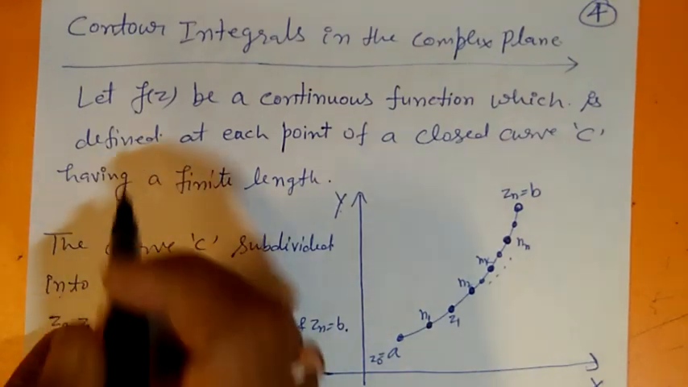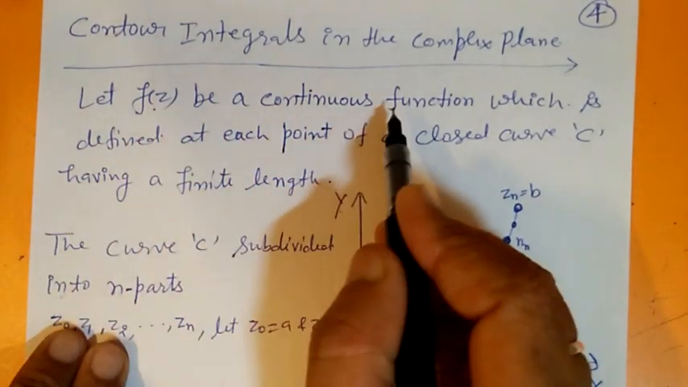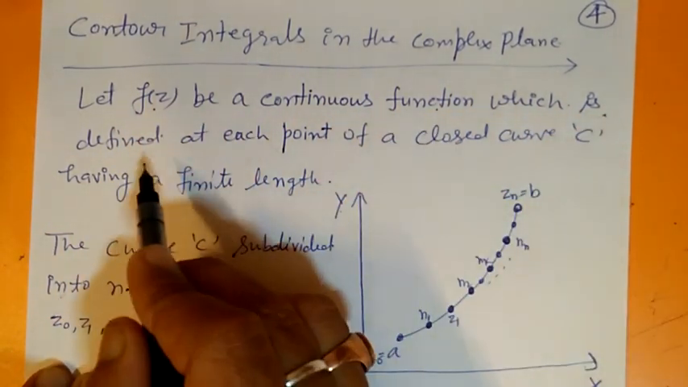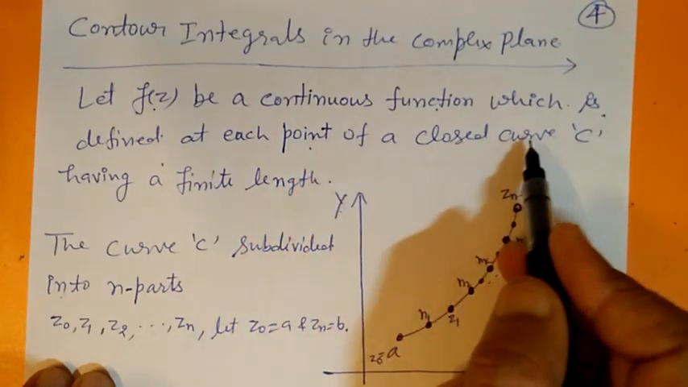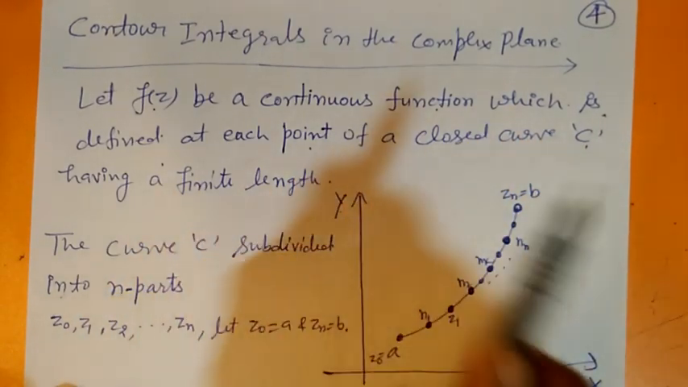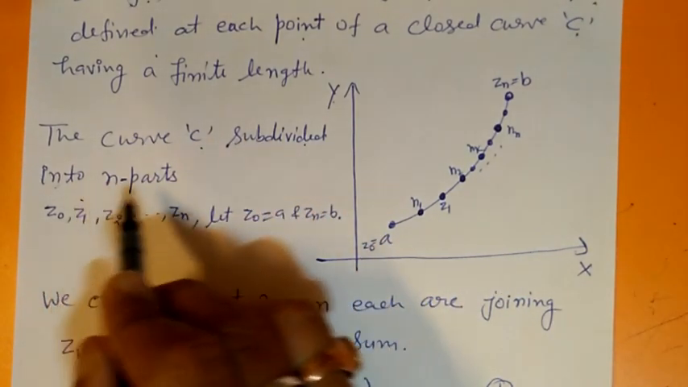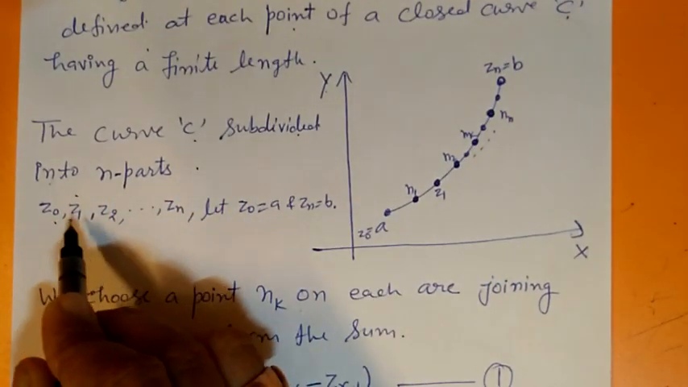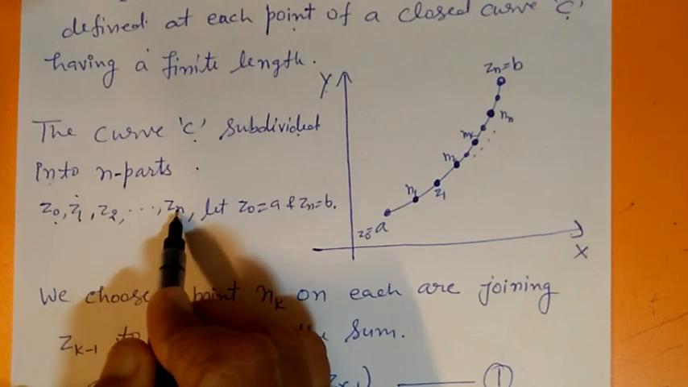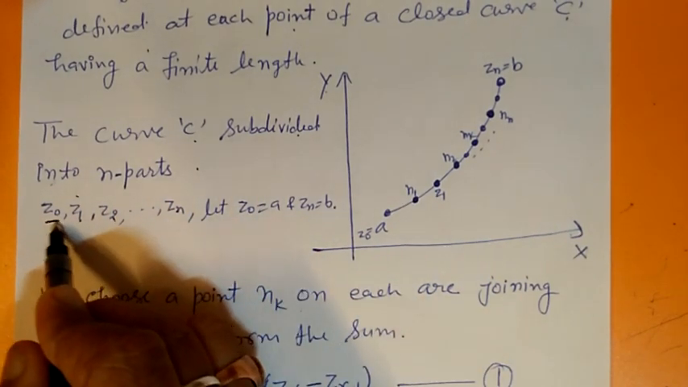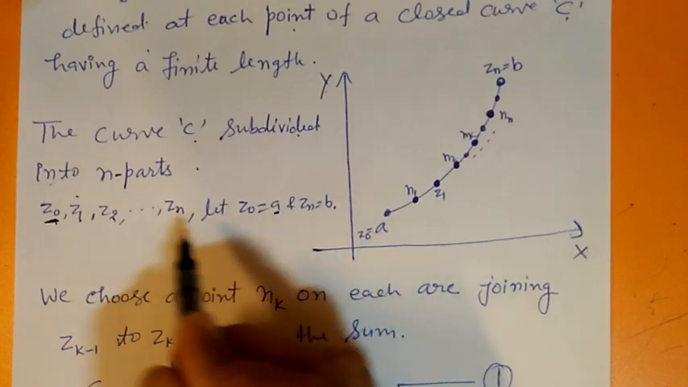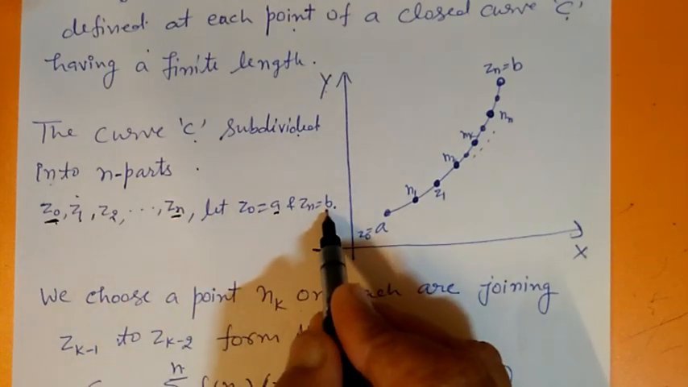So let f(z) be a continuous function which is defined at each point of a curve C having a finite length. So the curve C is subdivided into n parts, say z0, z1, z2 up to zn. Here the first point z0 is denoted by A, and the last point zn is denoted by B.